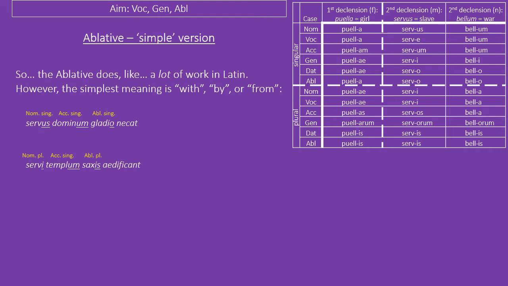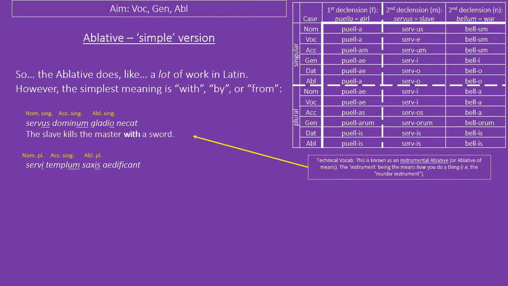So you can see some examples here. Servus dominum gladio necat. Gladio is ablative here, so it could be with the sword, by the sword, or from the sword. The slave kills the master with a sword. Makes perfect sense. Seems reasonable to me.